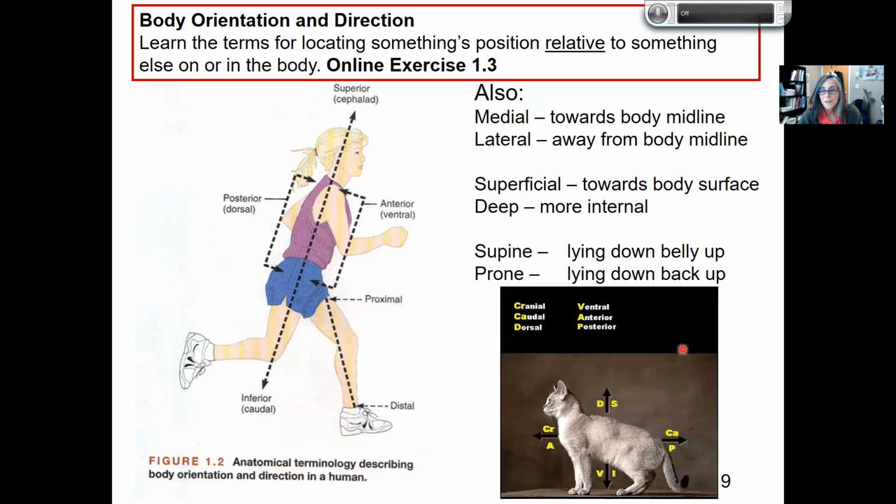Next, I just gave this to you in reference to an animal. Please note, this is not on the test or quiz, but I just want you to know that we are looking at human anatomy. So we are a biped organism, whereas with quadrupeds, notice how dorsal and superior are very different. Ventral and inferior are very different than cranial and anterior and caudal and posterior. But that's because the cat is a quadruped.